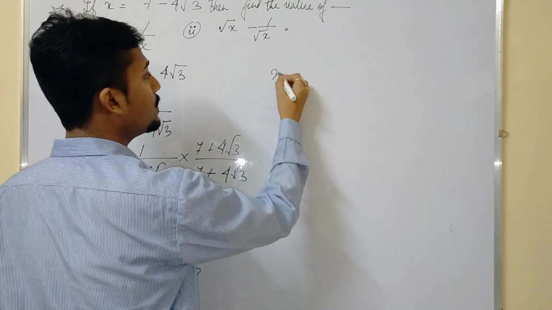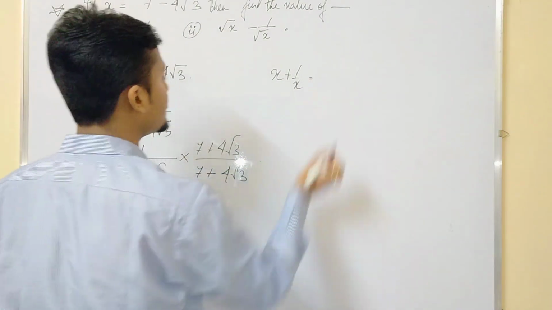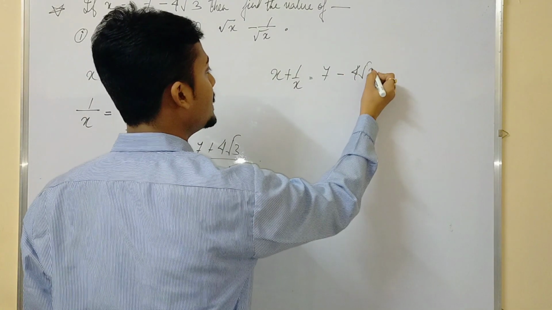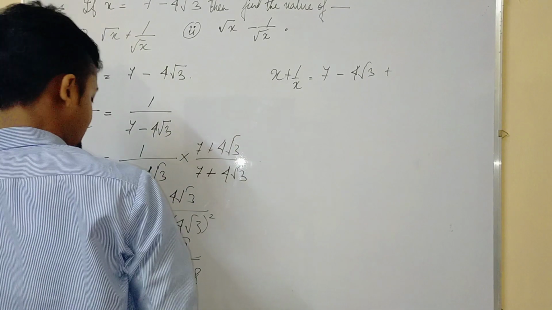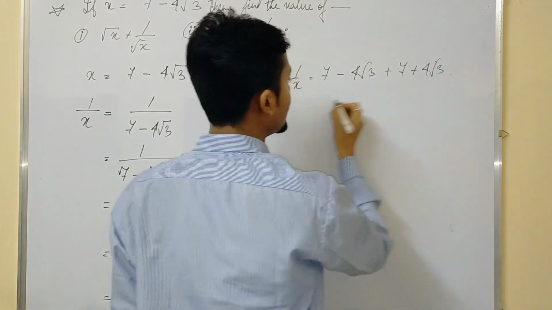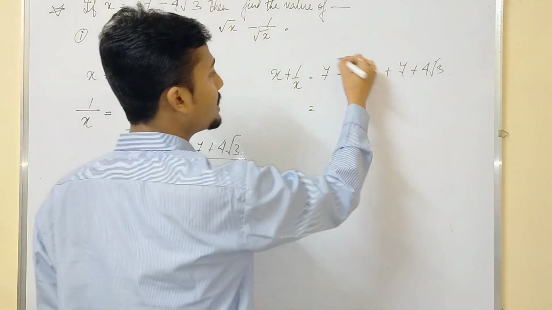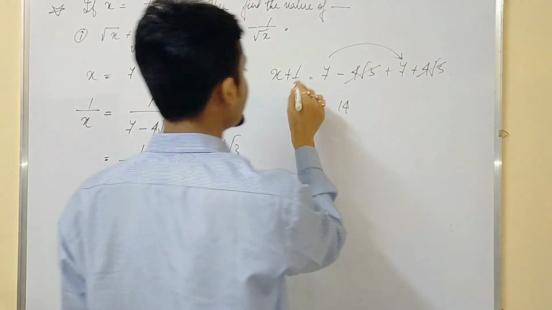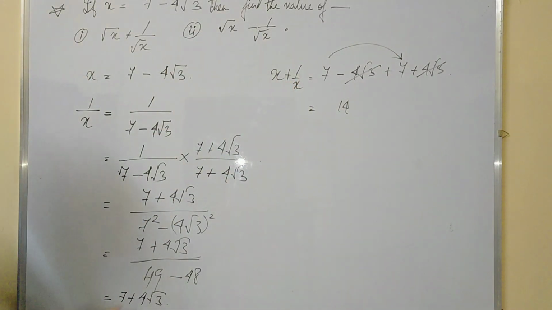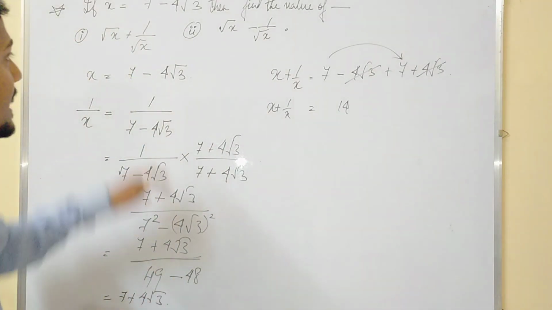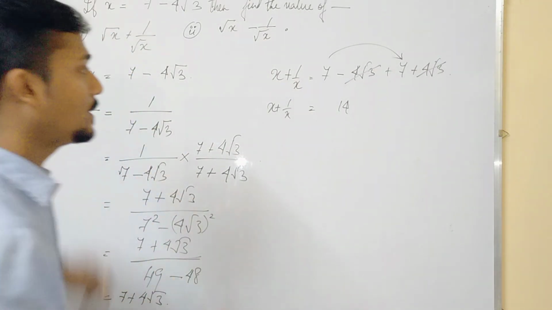So what will be the value of x plus 1 by x? It will be equal to 7 minus 4 root 3 plus 7 plus 4 root 3. It will be equal to 7 plus 7, 14, and this will be cancelled. That means x plus 1 by x is equal to 14. But I need the value of this, isn't it? So what will I do?